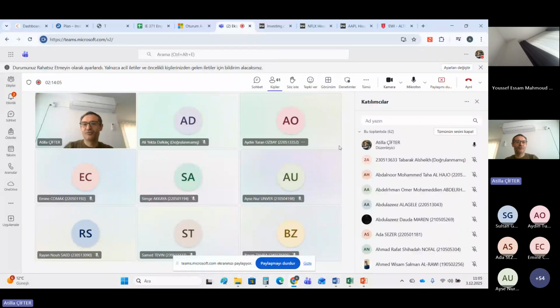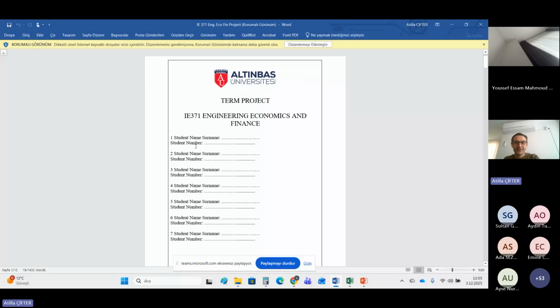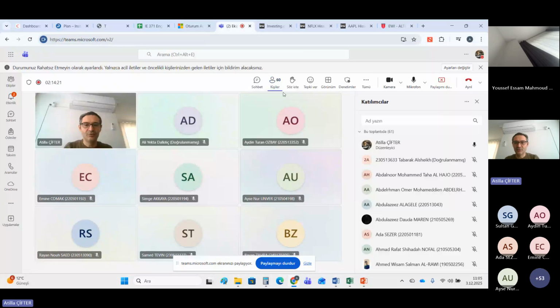And plus, don't forget to bring the cover page. This page. The cover page of the term project. All of the students' names should be written, and you should sign and bring it to me on the quiz date.